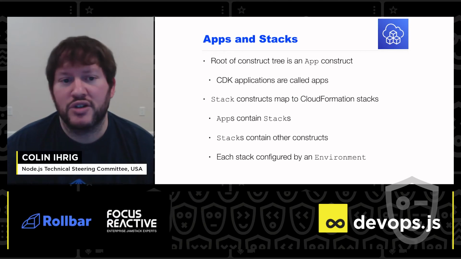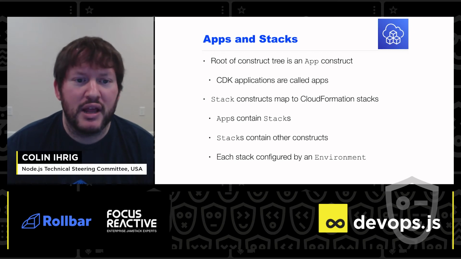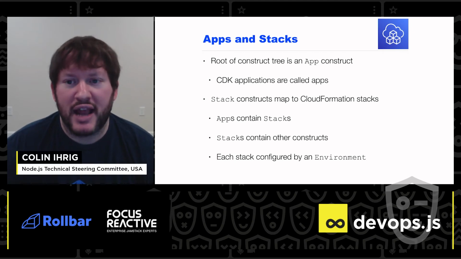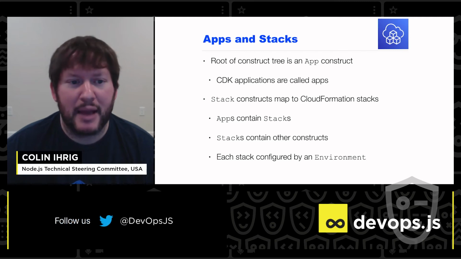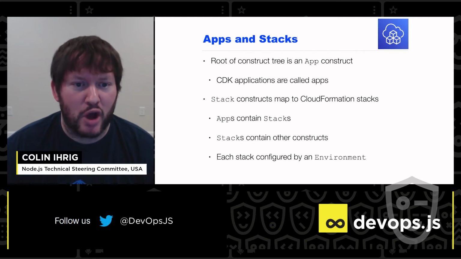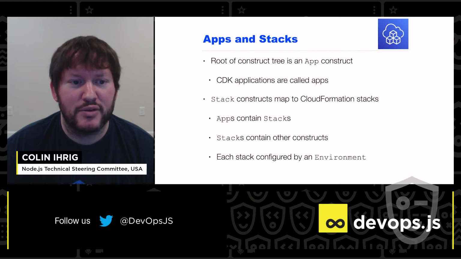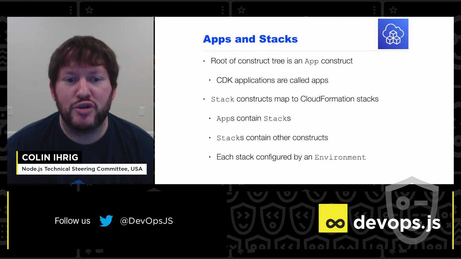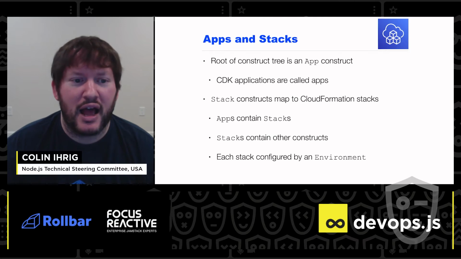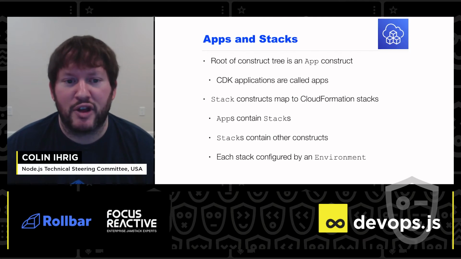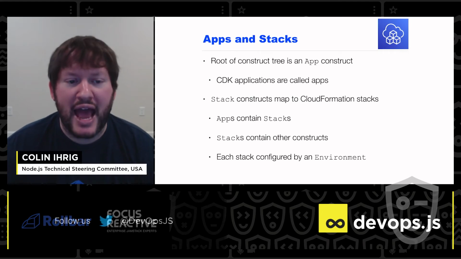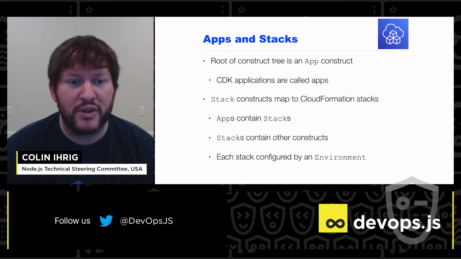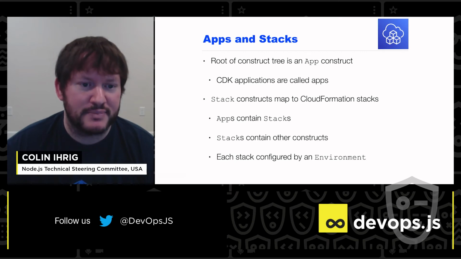So the root of the construct tree is always going to be an app component. The reason it's called an app is because CDK applications are referred to as apps. Like I said, this is always going to be the root, but then stacks are constructs that map to CloudFormation stacks. So I had mentioned that, in CloudFormation, groups of resources are grouped together as a stack, and this is a one-to-one mapping there. So apps contain stacks. You can have more than one in a single app. And then the stacks are usually what contain the other constructs.